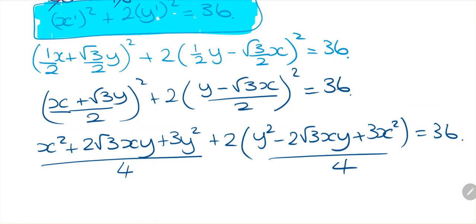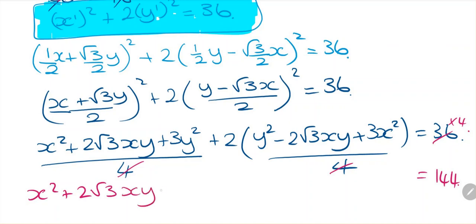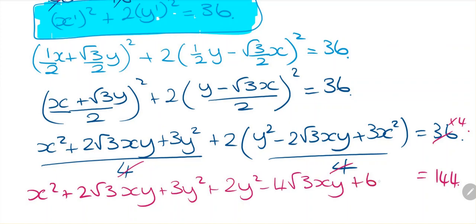So now what I'm going to do is multiply this side by 4 to eliminate the 4 on the bottom. So I'm going to do 36 times 4, so this is going to be 144. And then we've got x squared plus 2 root 3 xy plus 3y squared. I'm just going to multiply this out as plus 2y squared. 2 times minus 2 root 3 is minus 4 root 3 xy. 2 times 3 is 6, so plus 6x squared. And now we need to simplify.